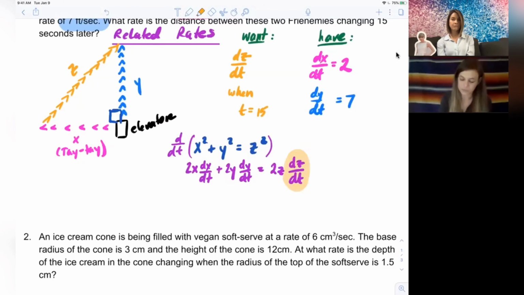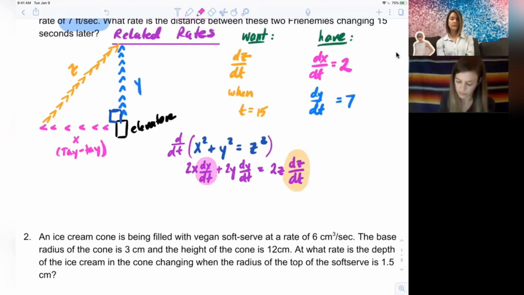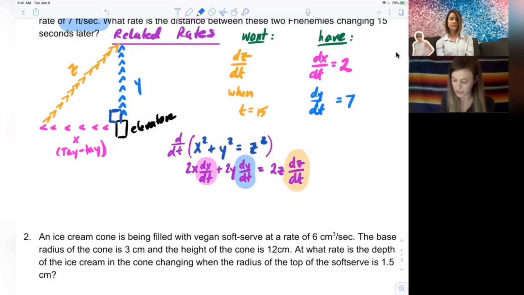What do I have? I have dx/dt, that's equal to 2, right? I have dy/dt, that's equal to 7. That's actually all I have, huh? Right off the bat. So we're going to have to do a little bit more work here, and we're going to have to find x, y, and z.